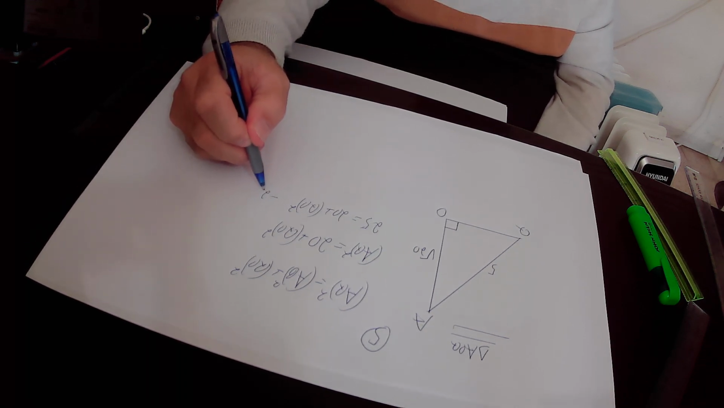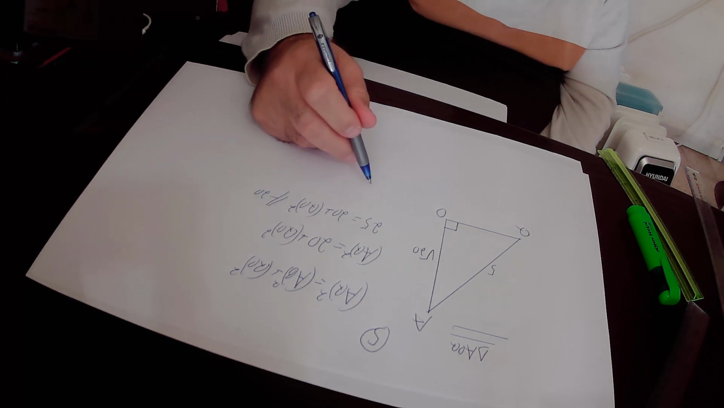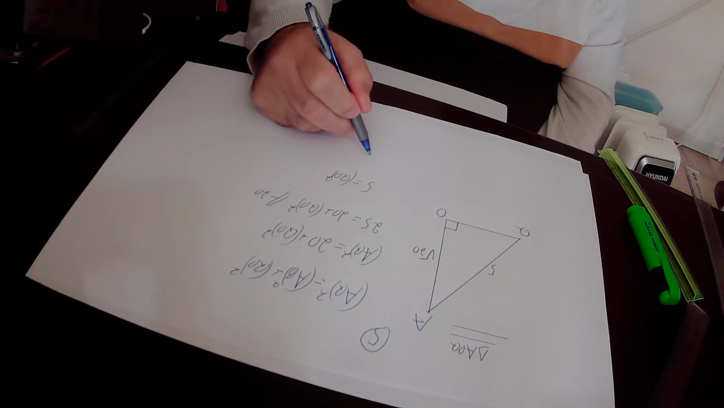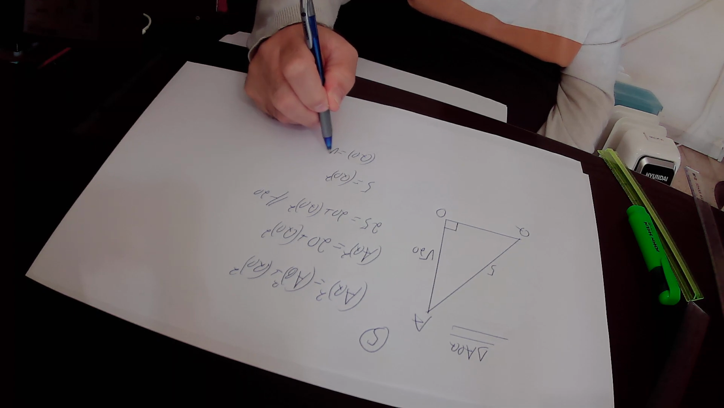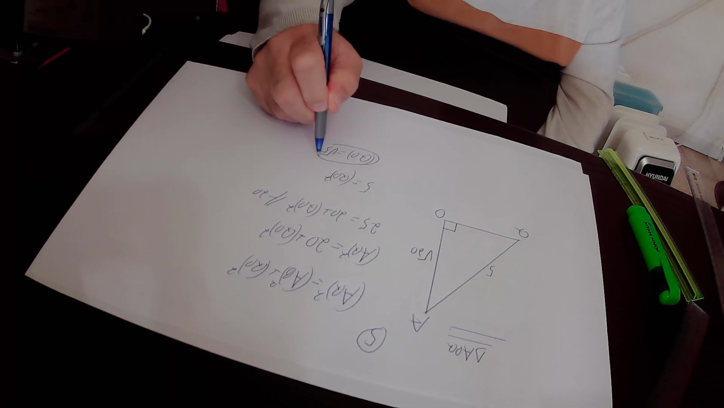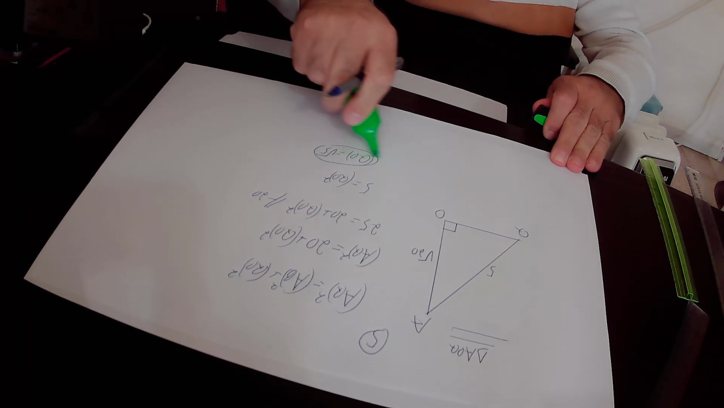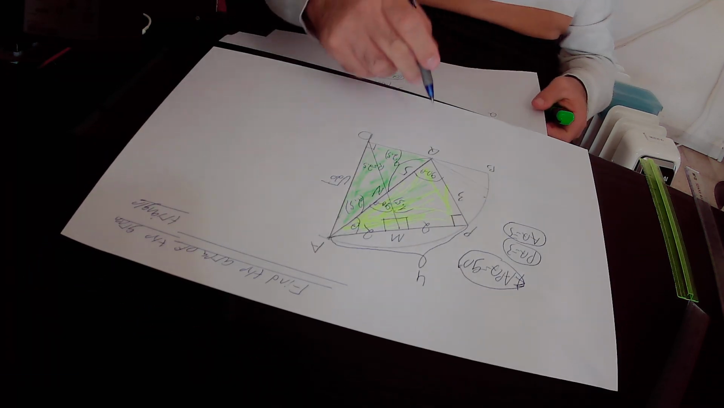Here we subtract 20 from this equation, and we get that 25 minus 20 is 5, equals QO square. Here we take the root of this equation and finally we find that QO equals the square root of 5 units. Write it down. QO equals the square root of 5 units.